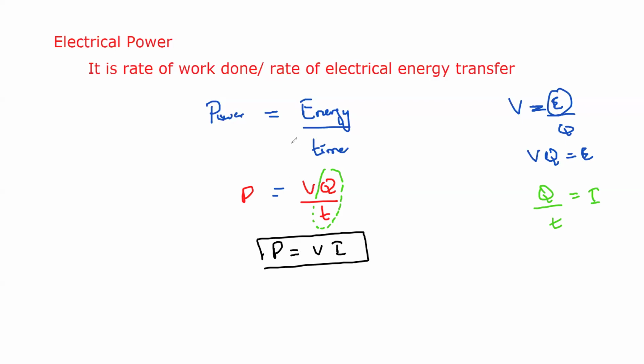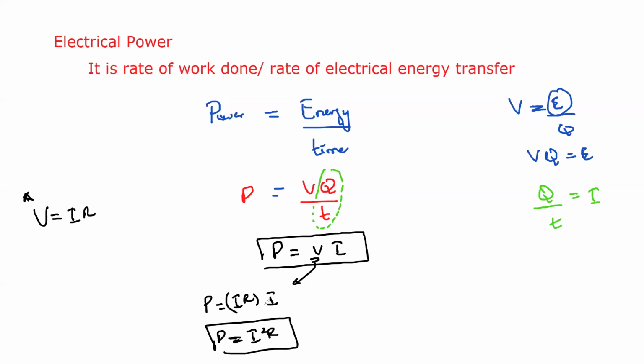And there are other formulas as well. We have V equals IR. So in place of V, if I write IR, the power becomes P equals I squared R. If we have current and resistance, we can use this formula. Or we can also use I equals V over R. In place of I, if I substitute V over R, this becomes P equals V squared divided by R.